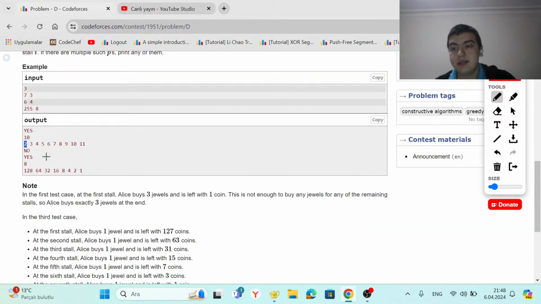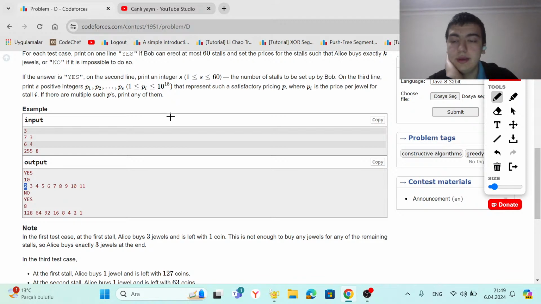And if she cannot do this, if she cannot buy K jewelries, we should output no, like 6 and 4. We cannot buy 4 jewelries with 6 coins.